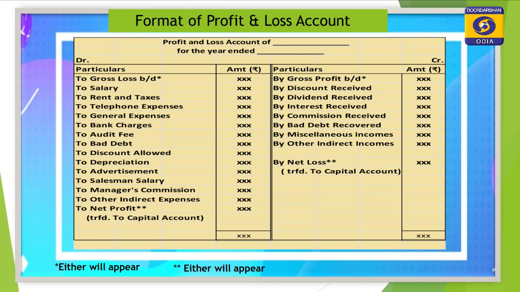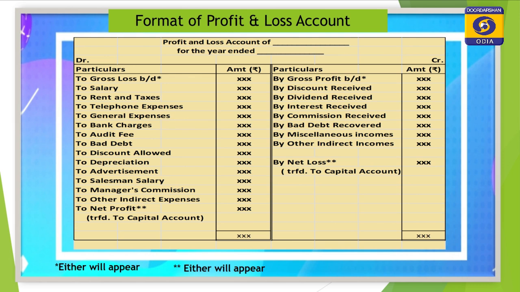Next we have depreciation. Depreciation is the fall in the value of the asset because of usage and passage of time. So, we also provide for depreciation on the debit side of the profit and loss account. Next we have advertisement. If any expenses are incurred on advertisement, that will also find a place on the debit side. To salesman's salary, to manager's commission, and all other kinds of indirect expenses that you find.